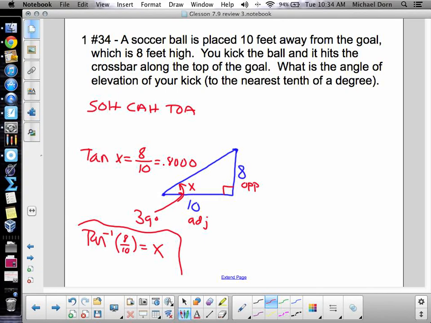Half the problem here, of course, is drawing the picture and remembering that angle of elevation is this angle, not this angle. Okay, 39 degrees. It's a pretty steep angle.